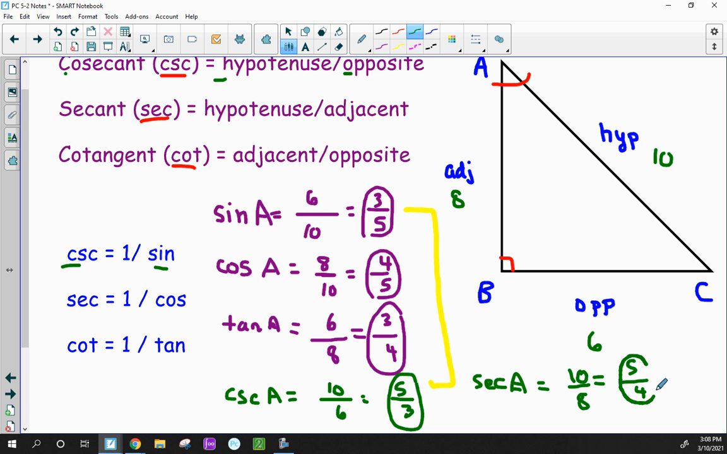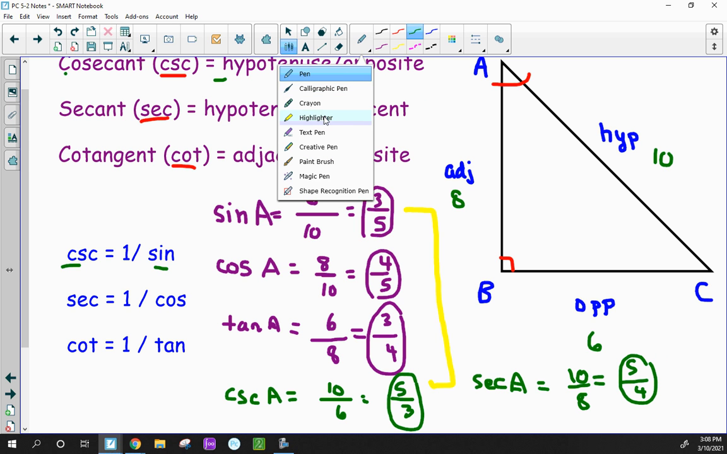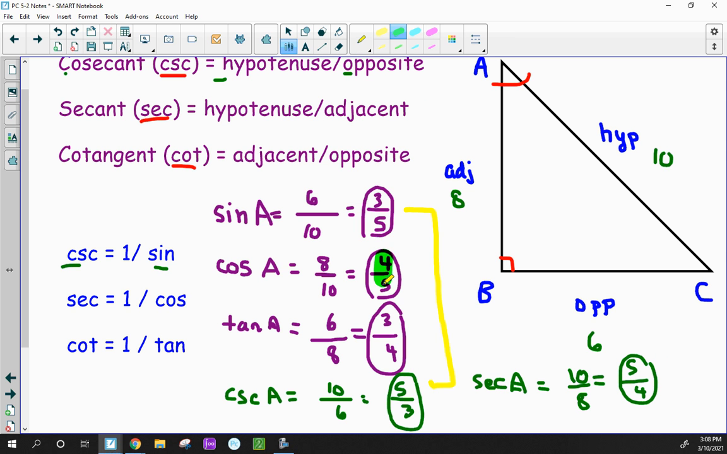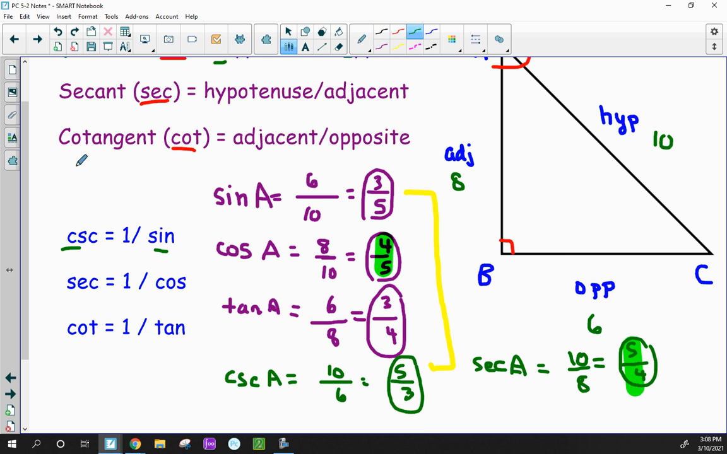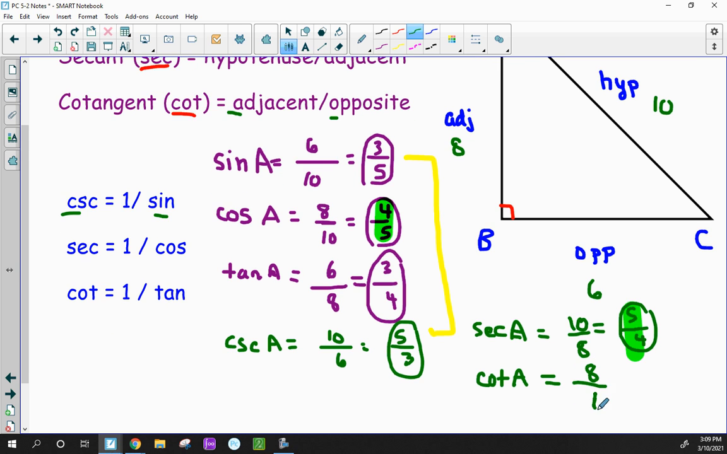Again, check out the cosine of A. The cosine answer for A was 4/5, and the secant's answer, which is the reciprocal of cosine, is 5/4. And again, that's no coincidence. That will happen every time. And then the last one that you're going to have to answer is on cotangent. The cotangent from angle A in this particular triangle, the cotangent's definition is adjacent over opposite. Adjacent here is 8, opposite is 6. You are then going to reduce your fraction, and you're going to get 4/3.